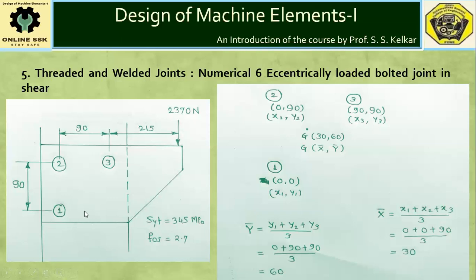So the x coordinate is 30 and the y coordinate is 60 for the center of gravity. Considering the x and y coordinates, we can locate the center of gravity of this bolted system, which is asymmetric, and that's why it is not possible to locate its center of gravity by mere inspection. So applying this method, we can locate the CG of the bolted system.